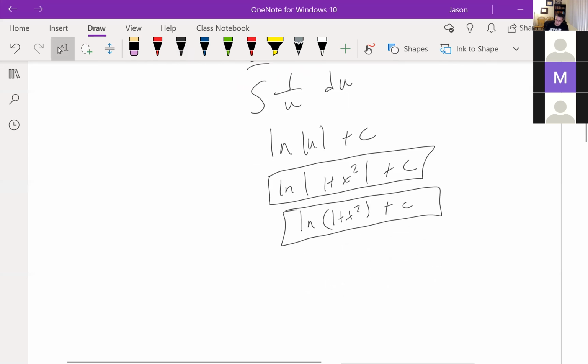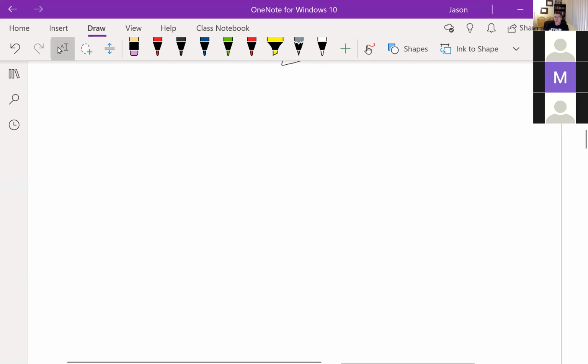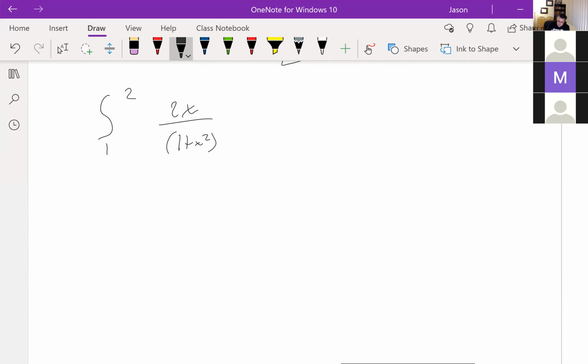Okay, let's do a u sub, but we're going to use limits. We're going to do a definite integral this time. We're going to do a definite integral from 1 to 2 of 2x over 1 plus x squared to the 5th power dx. Ooh, spicy. So what's going to be my u in this case? What's going to be the u?